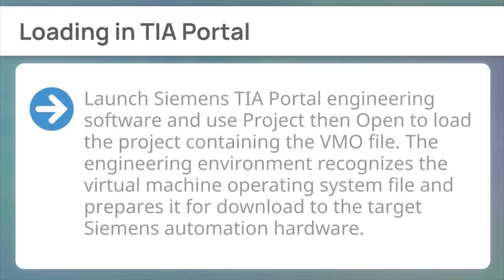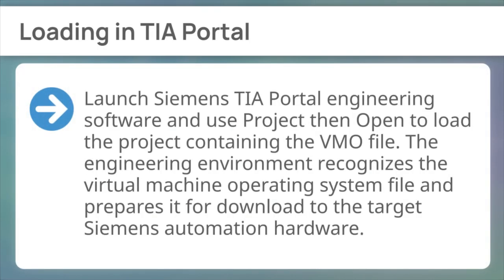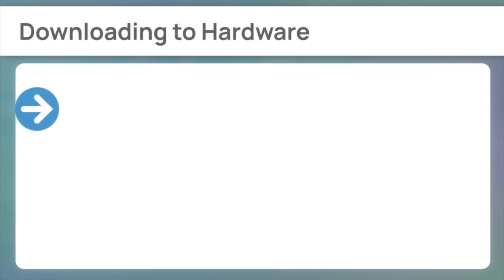First, loading in TIA portal. Launch Siemens TIA portal engineering software and use project then open to load the project containing the VMO file. The engineering environment recognizes the virtual machine operating system file and prepares it for download to the target Siemens automation hardware. Next, downloading to hardware.